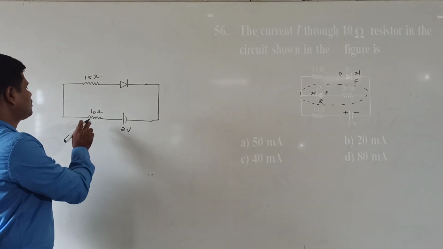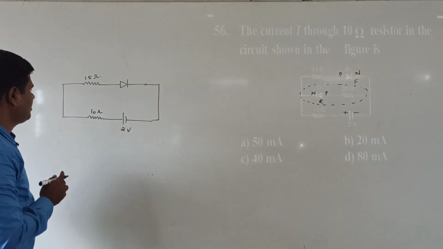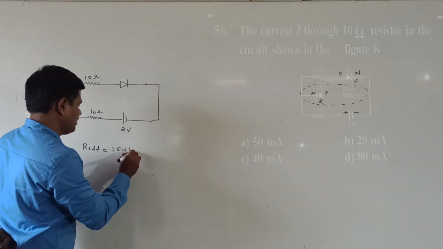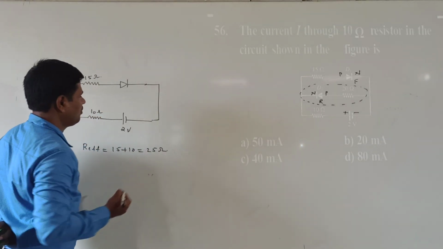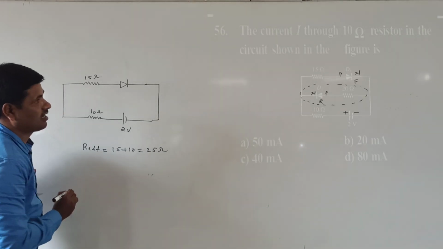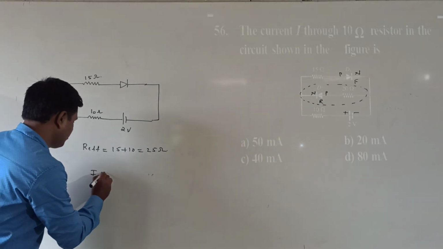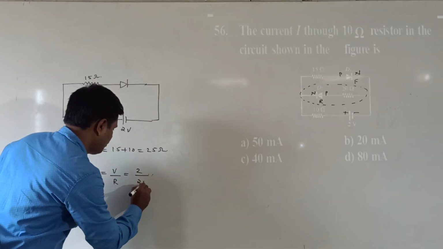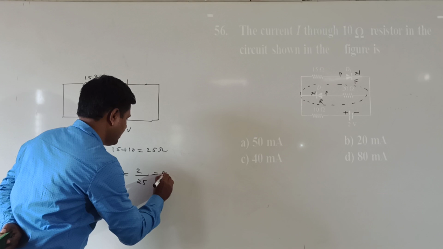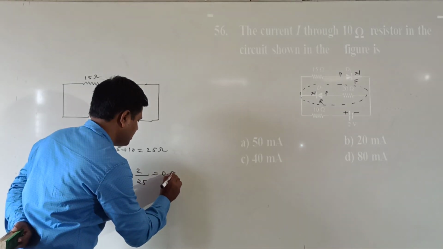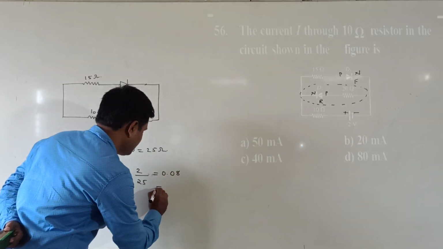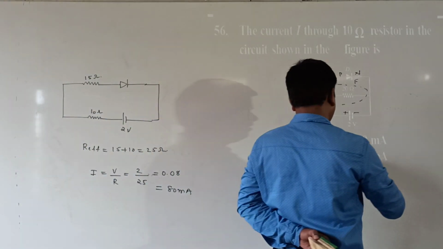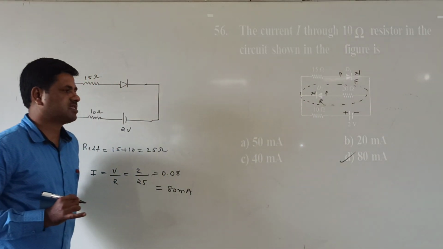Now these two are in series combination. Means R effective is equal to 15 plus 10, which is 25 ohms. Now we have to find the current. Current I is equal to V by R. The voltage is given as 2 volts, so 2 by 25, which gives 0.08. 0.08 amperes means 80 milliamperes. Which option is correct here? D option is correct.